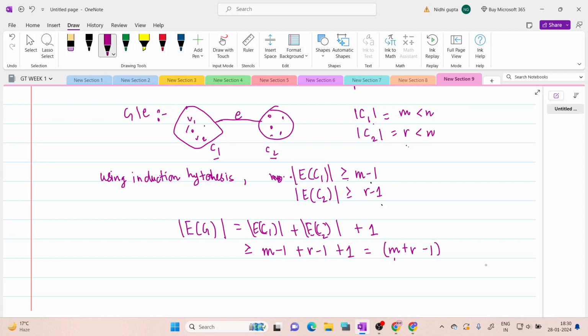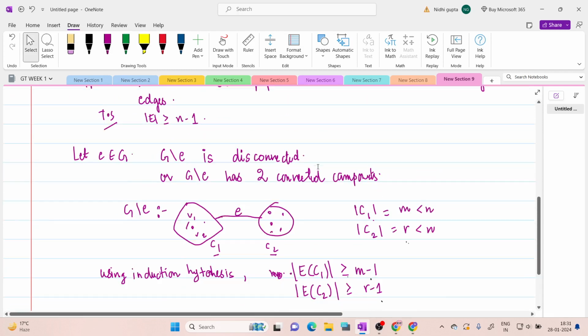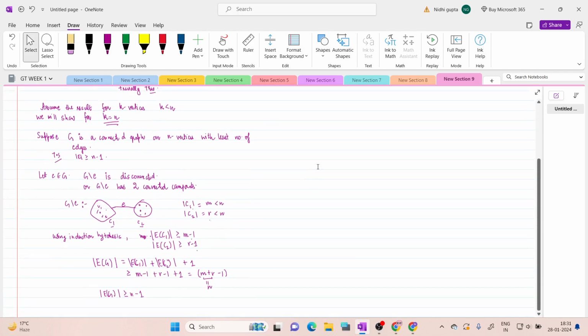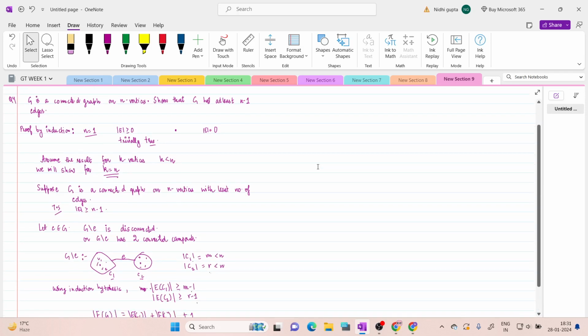And what can we say about M plus R? Equal to N. So we get that the number of edges in G is greater than or equal to N minus 1. And this is what we wanted to prove. So is everyone clear with this question? That is, a connected graph on N vertices should have at least N minus 1 edges.